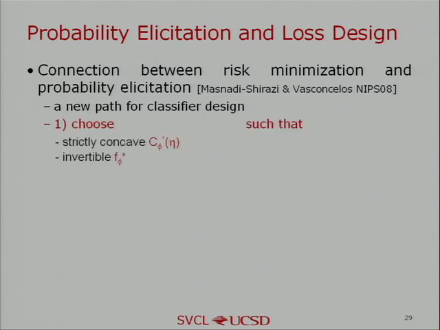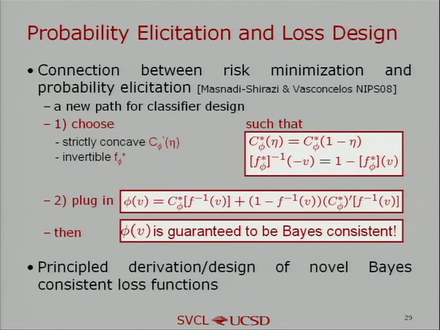So here, this is just the same slide that we had before to remind us of the general path that we took before for deriving Bayes consistent loss functions. We would choose any strictly concave function C star and invertible function F star, such that they satisfy these constraints. We'd plug it into the formula, and we were guaranteed to have a Bayes consistent loss function.